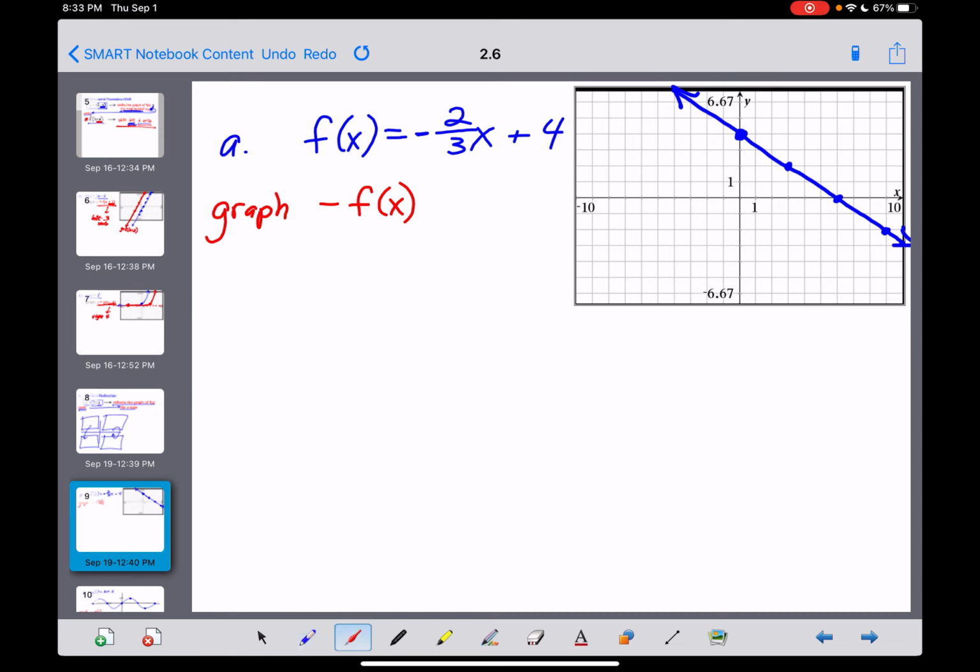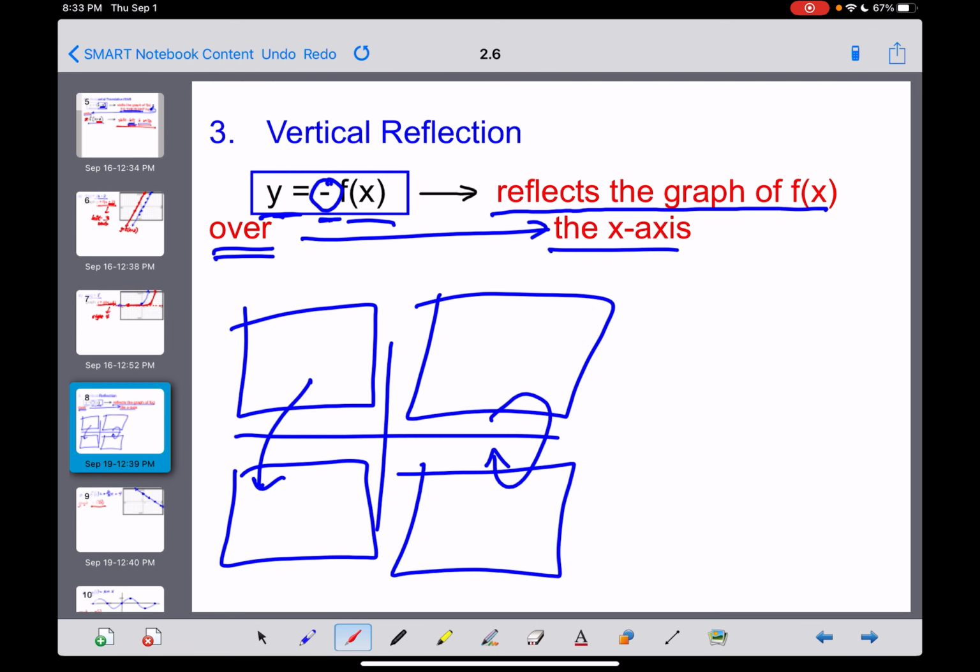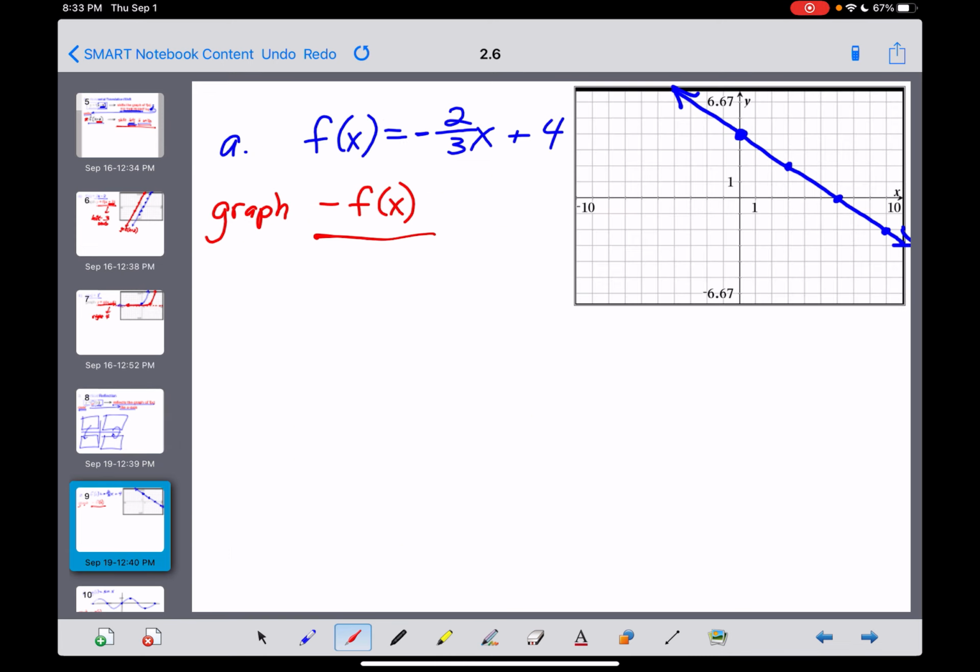Not really important for us today. Our job is to come up with the graph of y equals the opposite of f of x. Meaning, let's go back to what we just wrote. When you put a negative in front, we take this entire graph and we reflect it over the x-axis. And the x-axis, of course, is the horizontal axis. So this graph is going to spin around that point there.